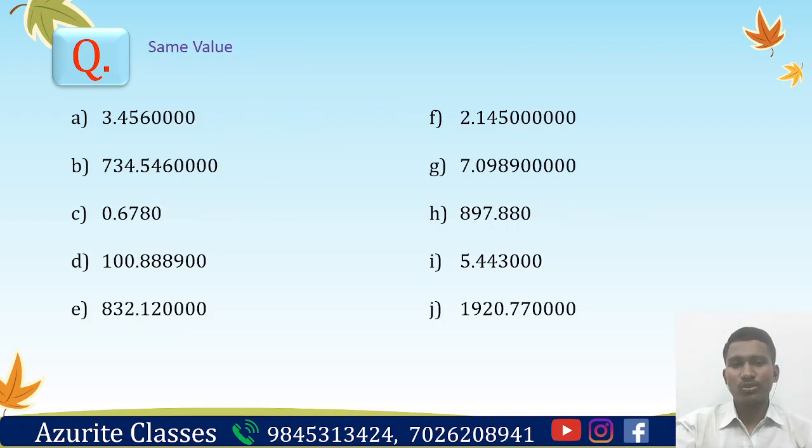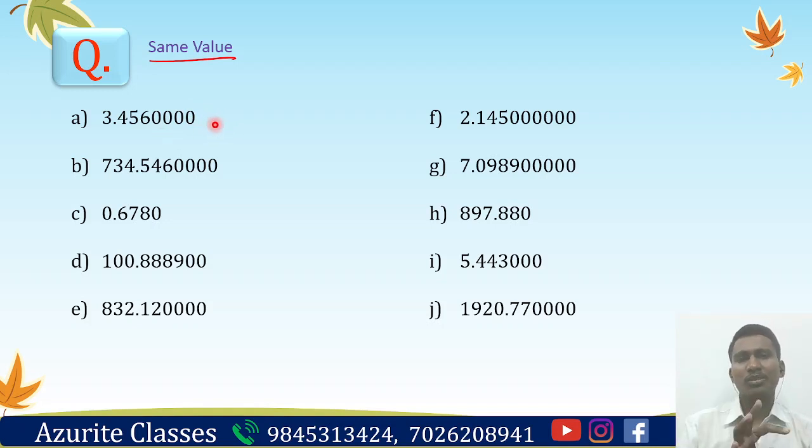So the next question is of same value. After the decimal point, we make number of pieces, which means we just have to write the zeros. If you remove the zeros, what will happen? It will become a larger piece. That's it, right? So here, 3.456000 it is. So remove all the zeros, it will be the same thing, right?